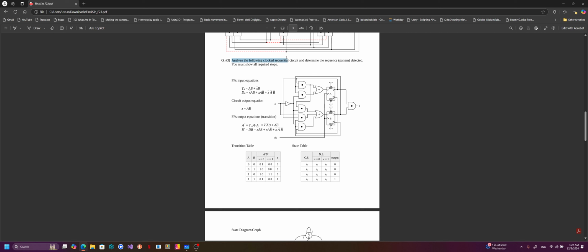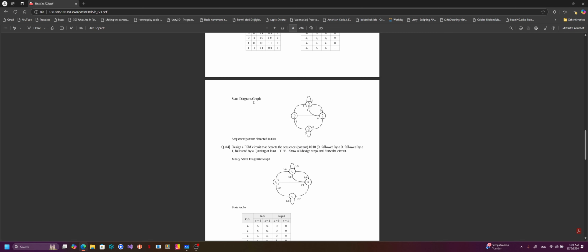Analyze the following clock sequential circuit and determine the sequence pattern detected. You must show all required steps. So we are given this, right? And we are going to be giving the transition table, the state table, and the state diagram.